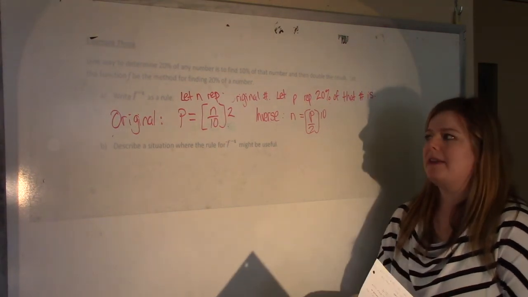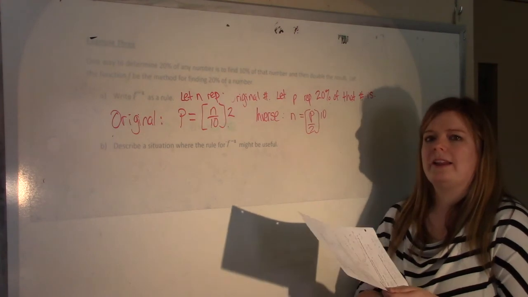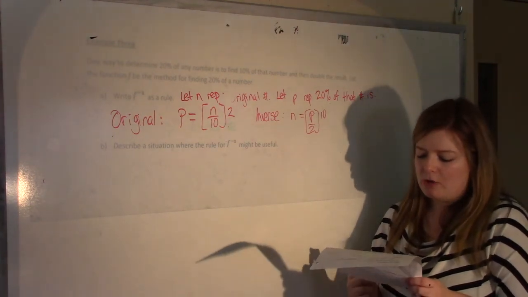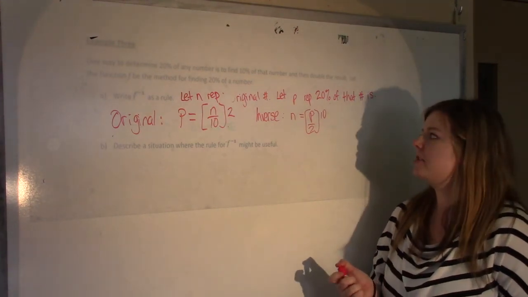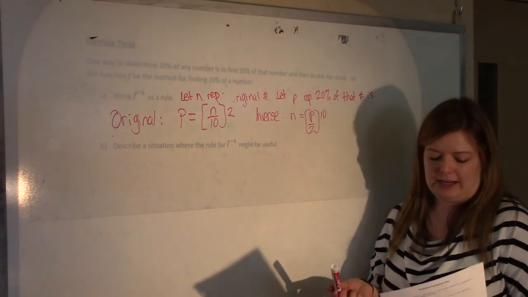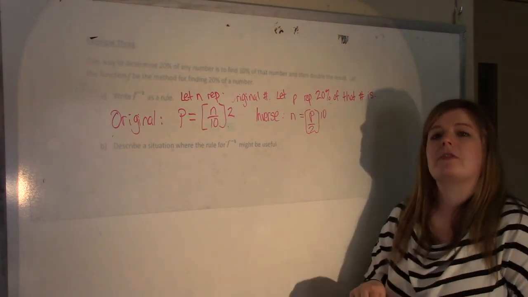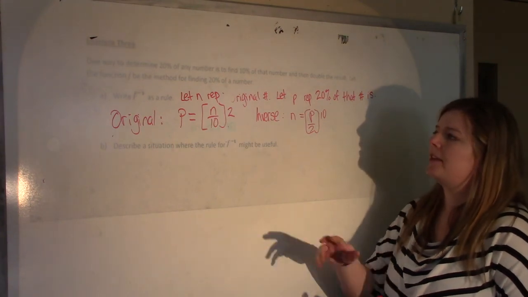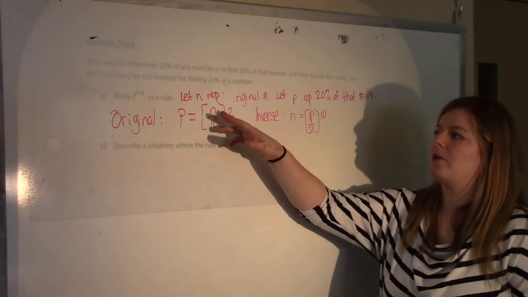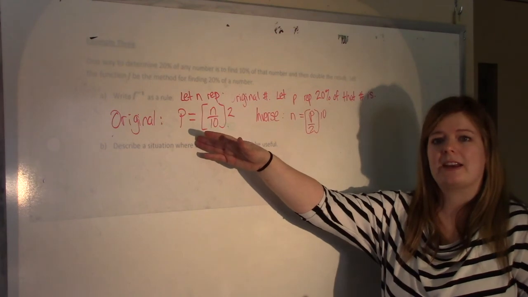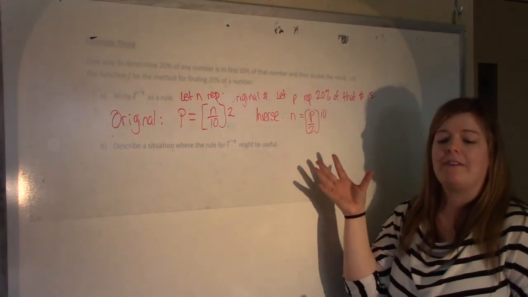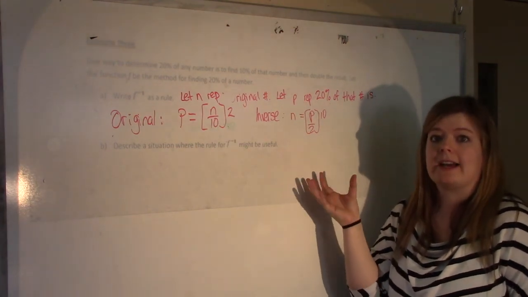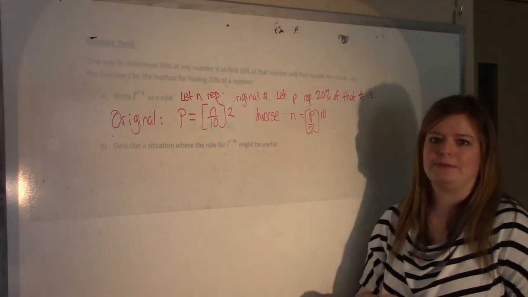Okay? So when might this actually be useful? Well, let's say you have a number, and you want to know what 20% of that is. Oh, sorry, what that number is 20% of. Okay, so this one tells you, if you have a number, what is 20% of that number? And this one tells you, if you have a number, what is that 20% of? So that's how it might be useful.